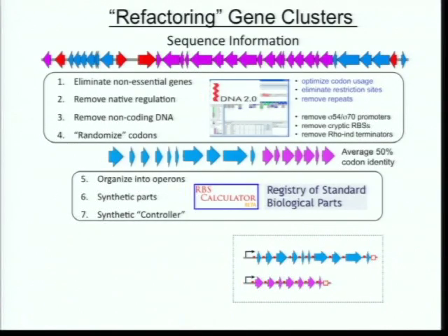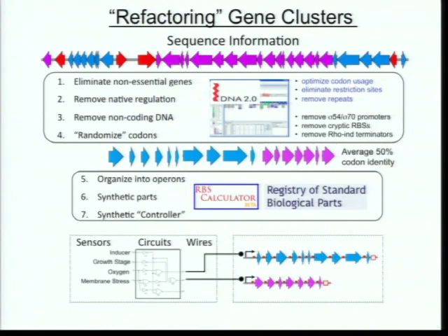We then reorganize those genes into operons, and the organization follows what makes sense to us versus the way that it was laid out in nature. And then we use synthetic parts, synthetic ribosome binding sites, synthetic terminators, synthetic promoters, and so on, so that for every single individual piece in that system, we understand what that piece is doing.